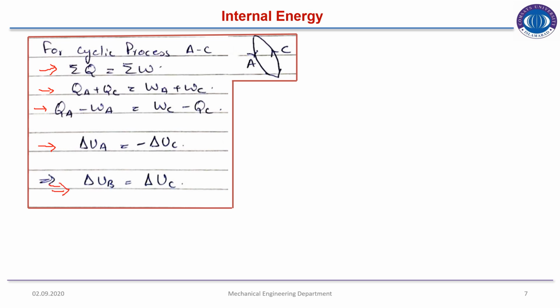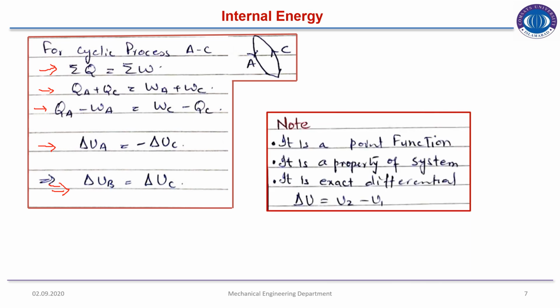So in the previous slide we have proved that del UA, the internal energy, is also equal to the negative of the internal energy for path B. So all these are equal. So here we have to note that it is proved that internal energy is a point function. It is a property of the system and it is an exact differential. So you can find the value of internal energy at state 1 and state 2.